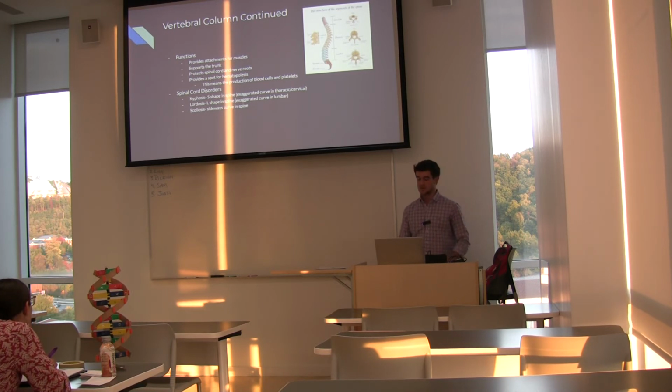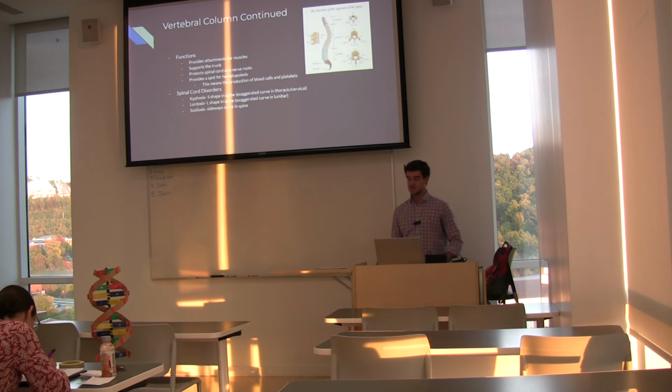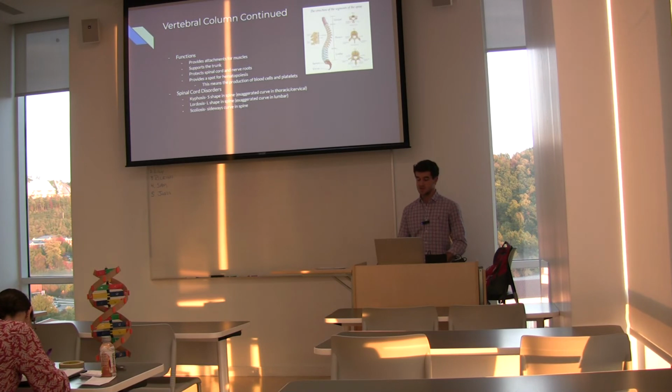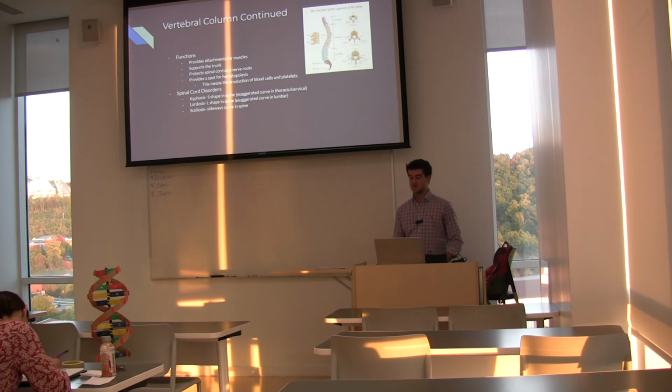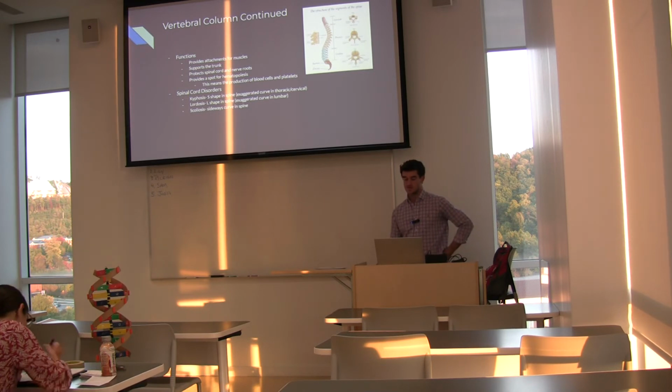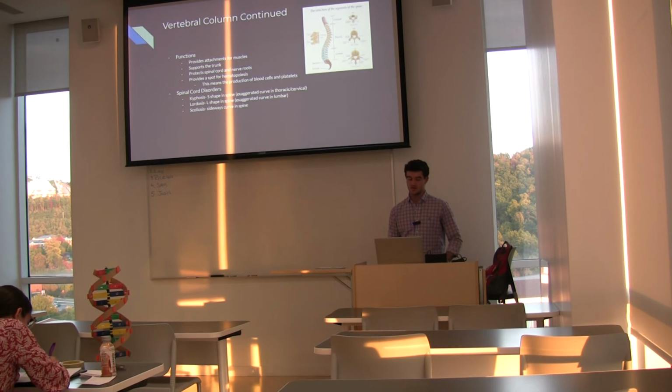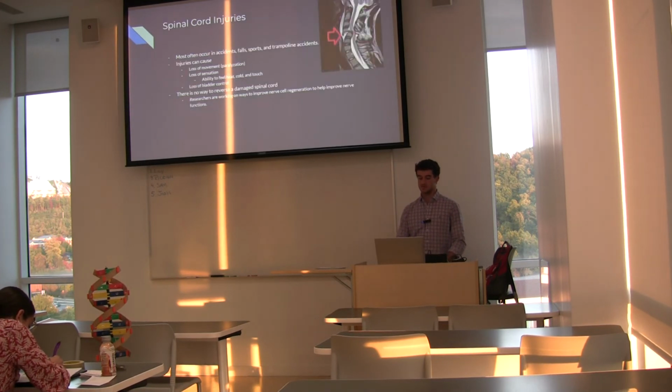Then we touched on this last class, but some common spinal cord disorders are kyphosis, which is an S shape in the spine, or an exaggerated curve in the thoracic or cervical vertebrae. And then lordosis, which is an L shape in the spine, or an exaggerated curve in the lumbar, and scoliosis, which is a sideways curve in the spine, which is the most common one that we have all heard of and probably know someone with.